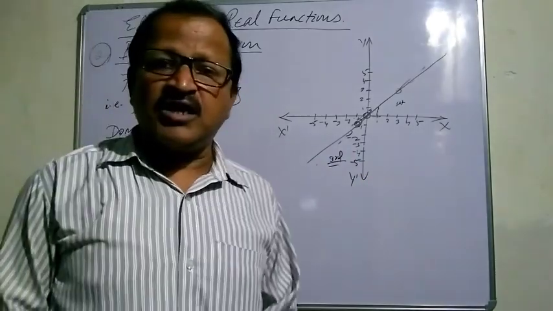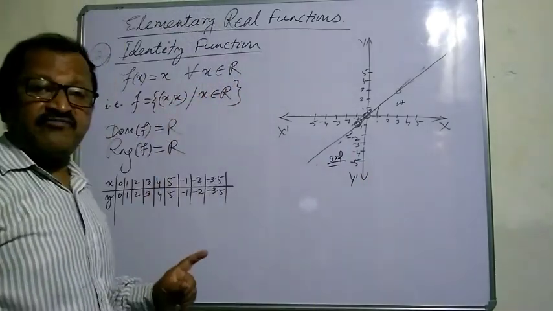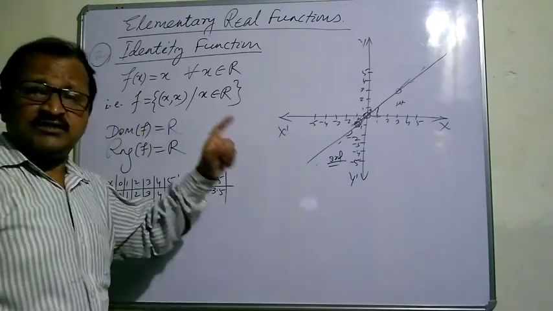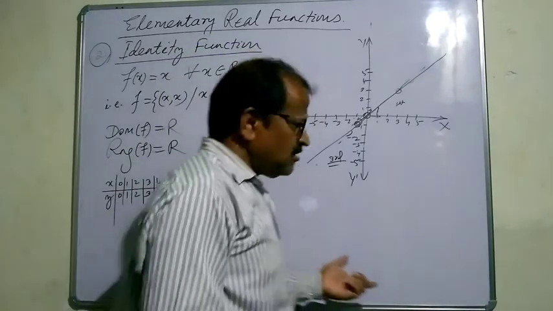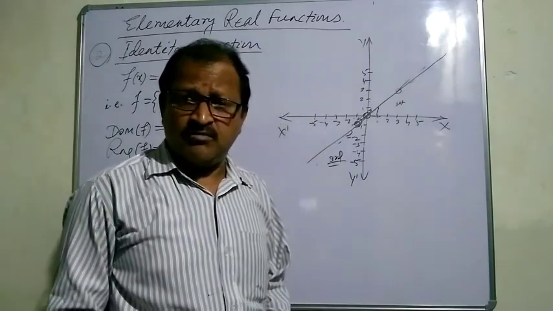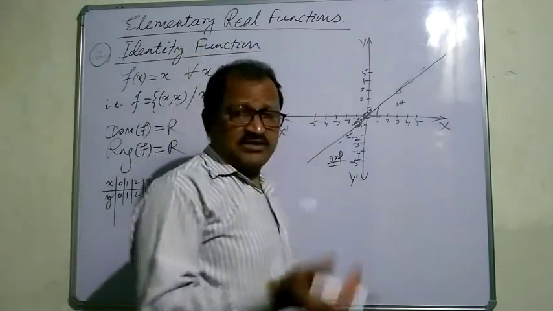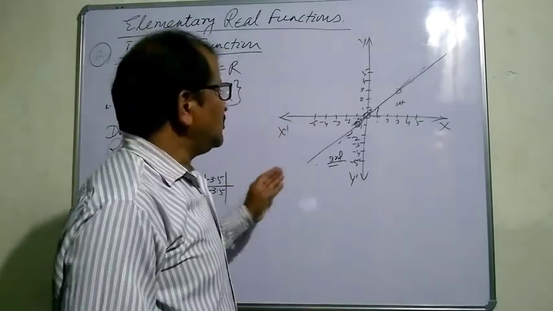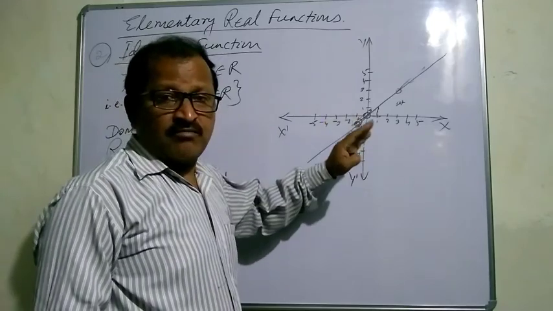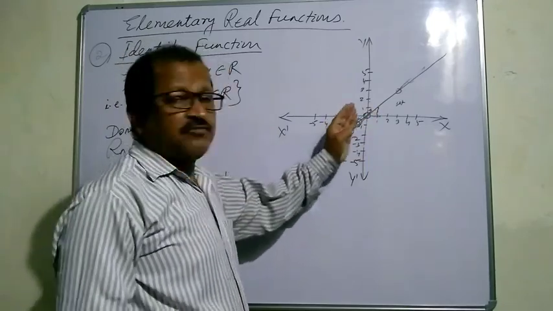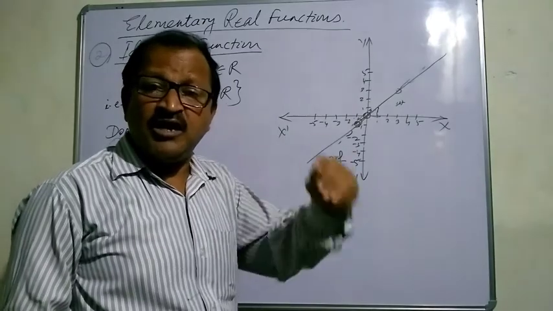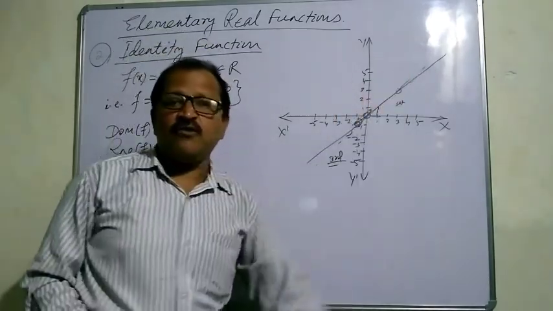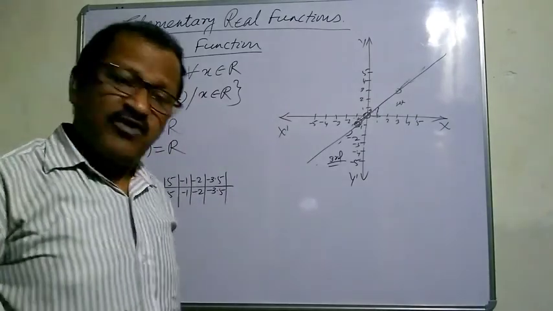This is the graph of your identity function, because the function does not change the value of the variable. The image of the variable is always the same as the independent variable. The value of the dependent variable is the same as the value of the independent variable. So this is the graph of your identity function.